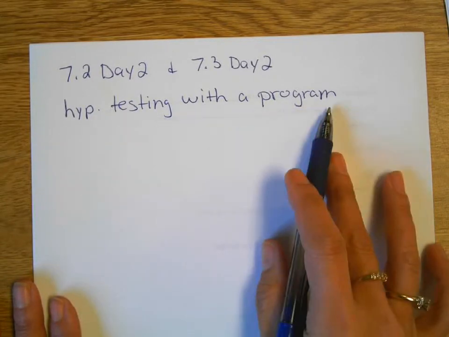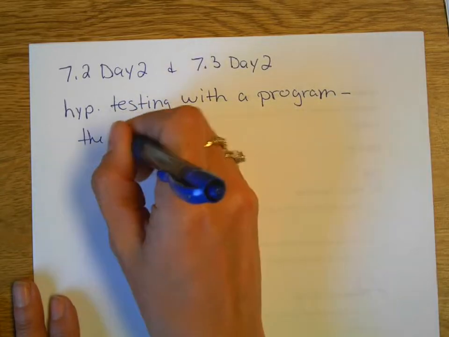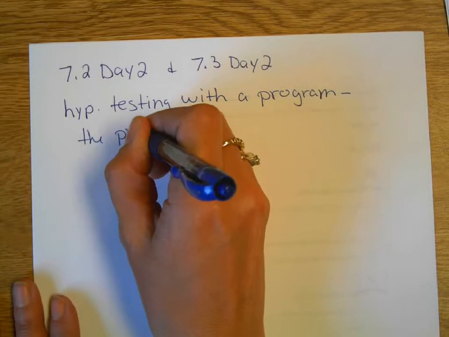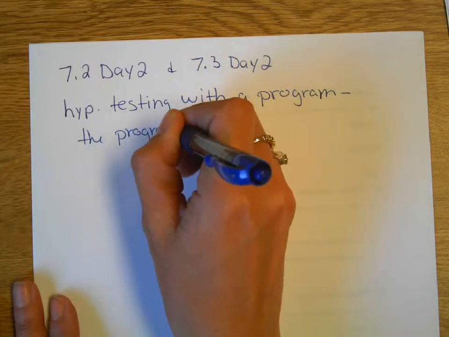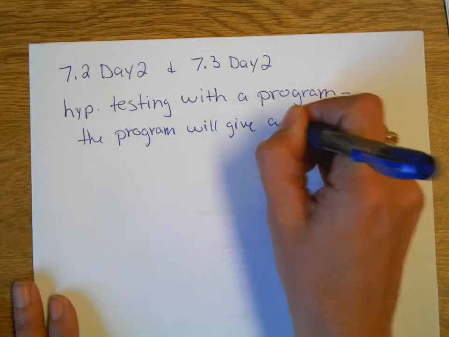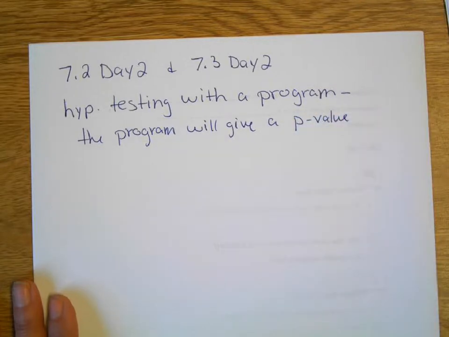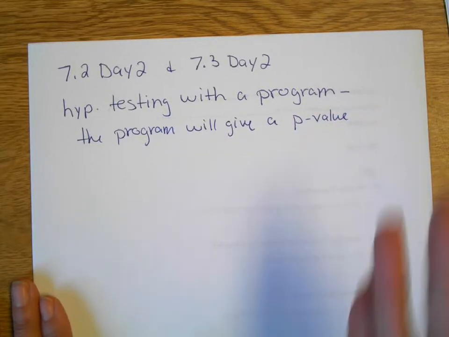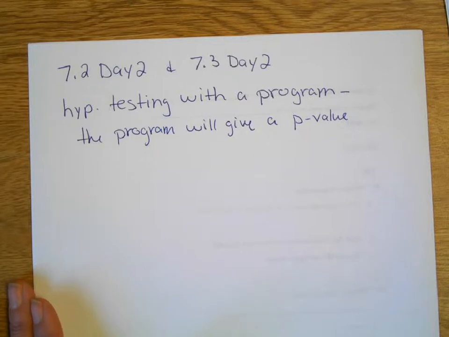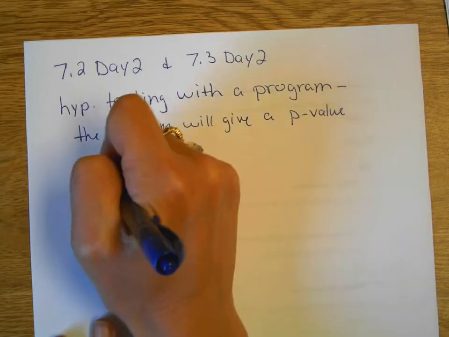Okay. So when you're hypothesis testing with a program, the program will give a p-value. And what we're going to do with this p-value, because we need to know, well, okay, if they give me a p-value, what it is is the probability of that sample happening. We still have to decide at the end of the test, did it reject the H0 or fail to reject the H0? And the way you tell is this.